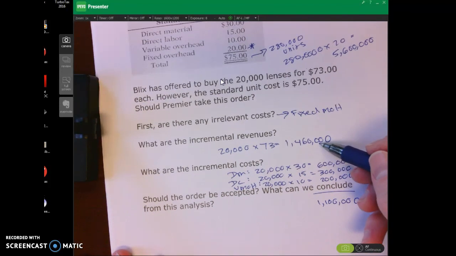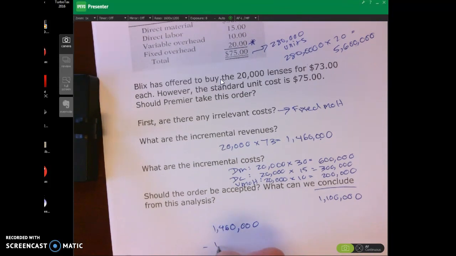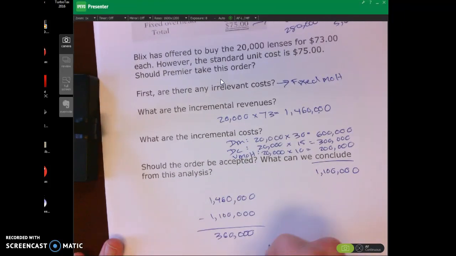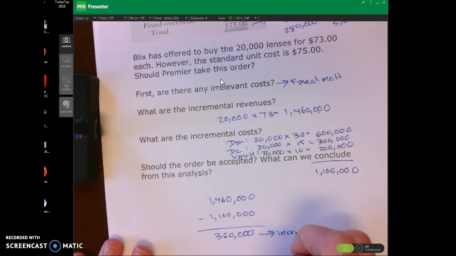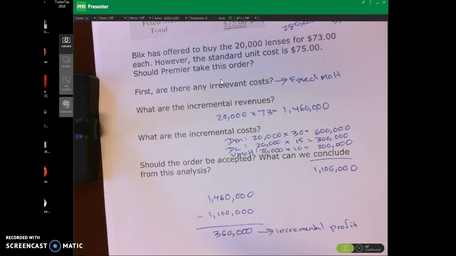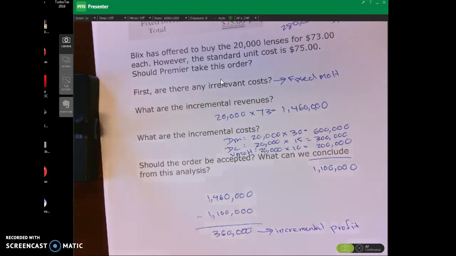Our incremental revenue exceeds our incremental cost by $360,000. The $360,000 is our incremental profit. And so yes, we should take the order because our incremental revenues exceed our incremental costs. And yes, we should take the order because we do have an incremental profit. Okay?